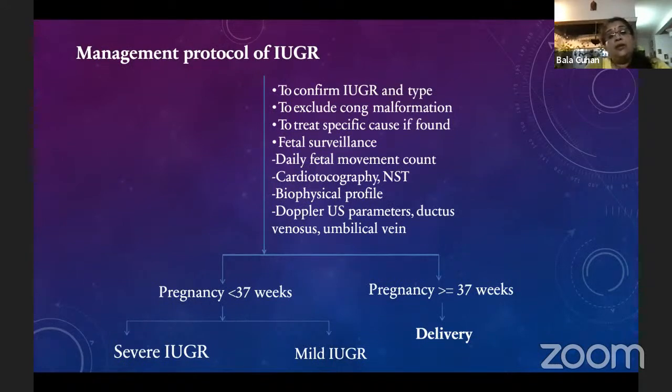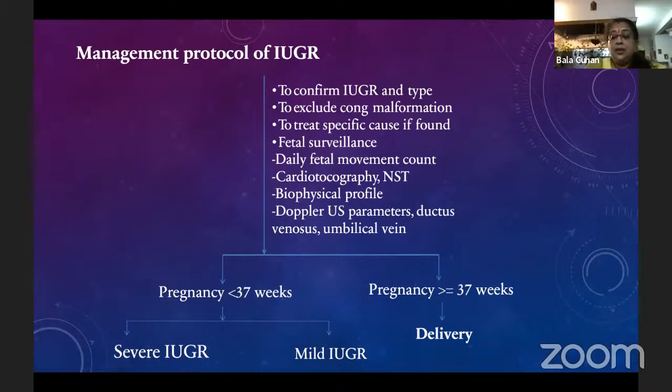So, management protocol of intrauterine growth restriction: to confirm the type of IUGR, to exclude congenital anomalies, to treat specific cause if found, and fetal surveillance is of utmost importance, using daily fetal movement count, cardiotocography or NST, biophysical profile, Doppler, ultrasound parameters, and especially ductus venosus, umbilical vein, and MCA. In pregnancy less than 37 weeks, severe IUGR and mild IUGR. If the pregnancy is more than 37 weeks, immediate delivery.